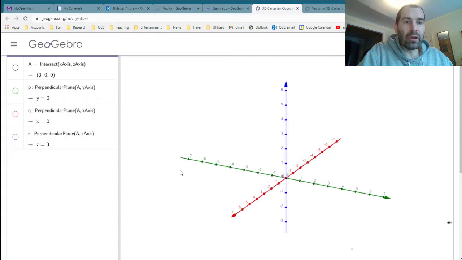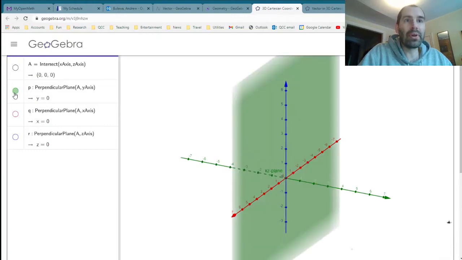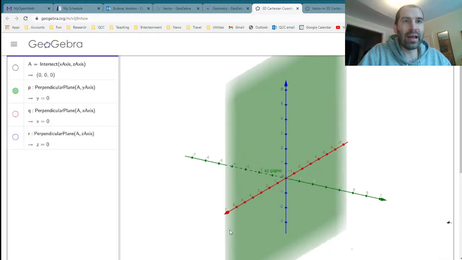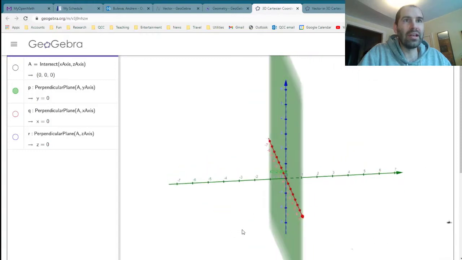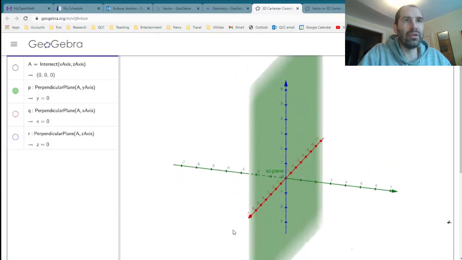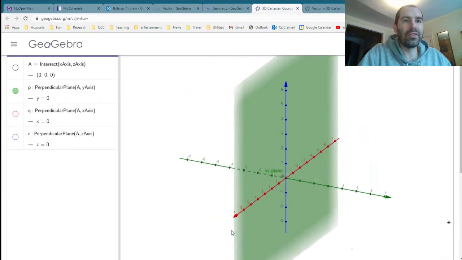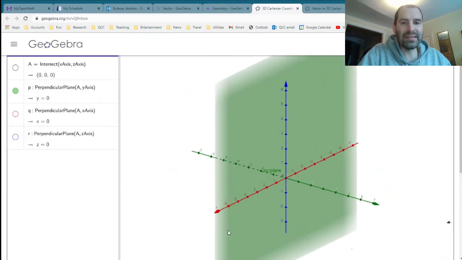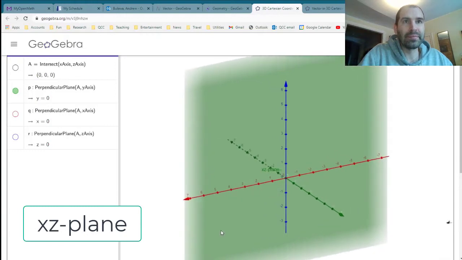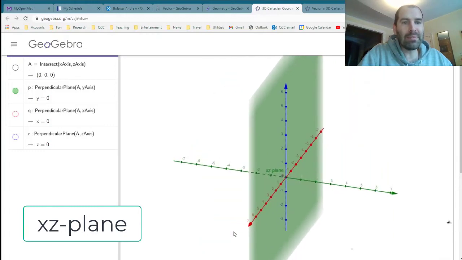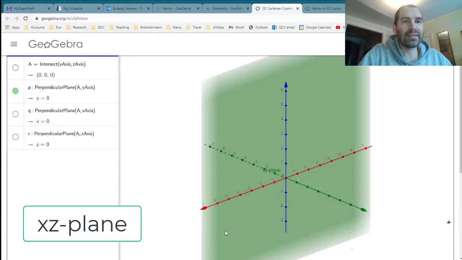In two dimensions, we split the plane into quadrants. Well, here this is splitting the three-dimensional space into octants. Octa meaning 8. There's 8 of them. If I plot this plane here, this is a flat surface that is perpendicular to the y-axis. This is called the xz plane. It's perpendicular to the y-axis.